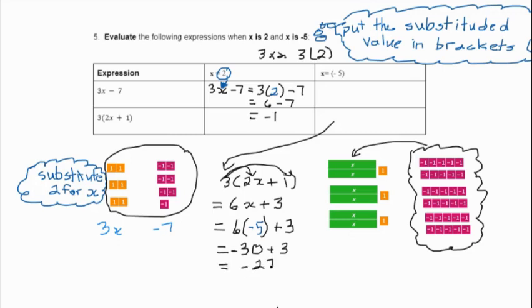So that's how we would evaluate 3 groups of 2x plus 1 when x is negative 5. I'm not going to do the other two. Those would be good for you to do to make sure that you understand.